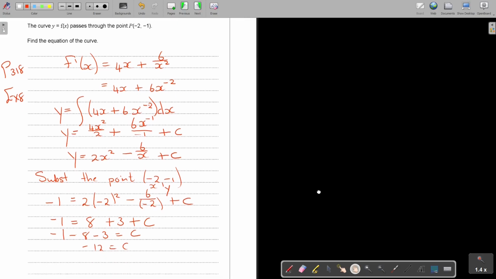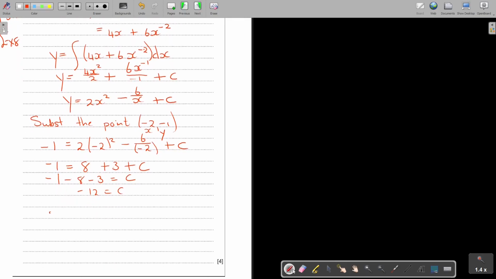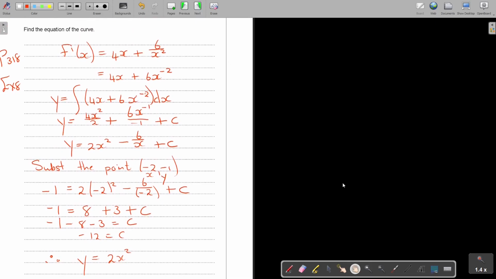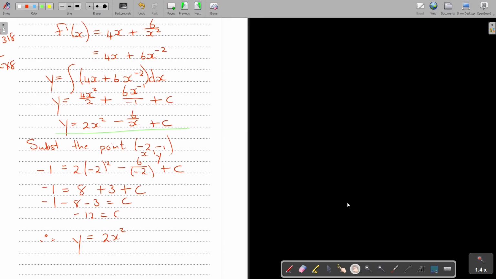So basically, therefore, y is equal to 2x squared. Going back to this step, I can just leave it on that level: 2x squared minus 6 over x minus 12. And that's your equation. Really a nice question. Make sure you can do the basics.